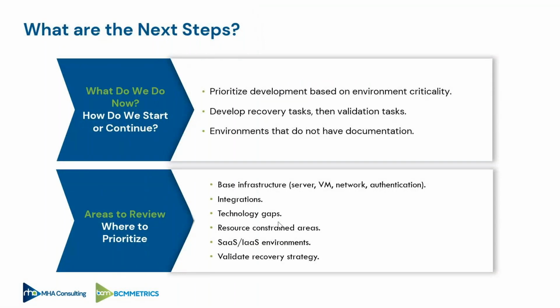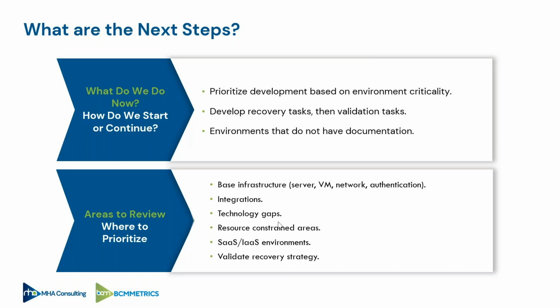So looking at your criticality, obviously I said you have to do the overall environment, but definitely prioritize the development of your plan based on criticality and then keep going. Don't just stop once you get to tier 0, tier 1. Go to tier 2, tier 3, continue that through. Make sure the recovery tasks and validations are there. Look at the environments that don't have documentation. Do they need it? And as to where to prioritize, make sure that you've got infrastructure, right? If you can't recover from an infrastructure perspective, everything else doesn't matter. So prioritize that, but then the integrations, any gaps, resource constraints, your SaaS and IaaS environments, and then validating your recovery.